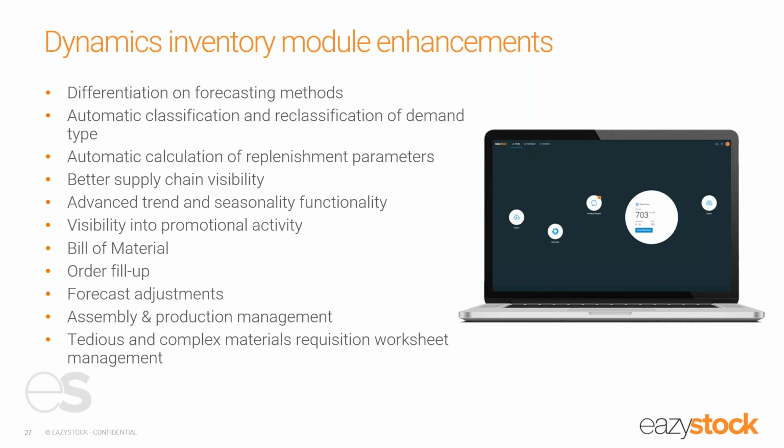Assembly and production management within Easy Stock. So with that bill of materials, if you do have them, we can suggest what assembly and production orders you should be looking at in order to maintain your stock on those top level items. And then taking out the tedious and complex materials requisition worksheet management. So Easy Stock would replace the requisition worksheet as you would be able to do all your ordering within Easy Stock. And like I said, having that pre-populated purchase order into your Microsoft instance.